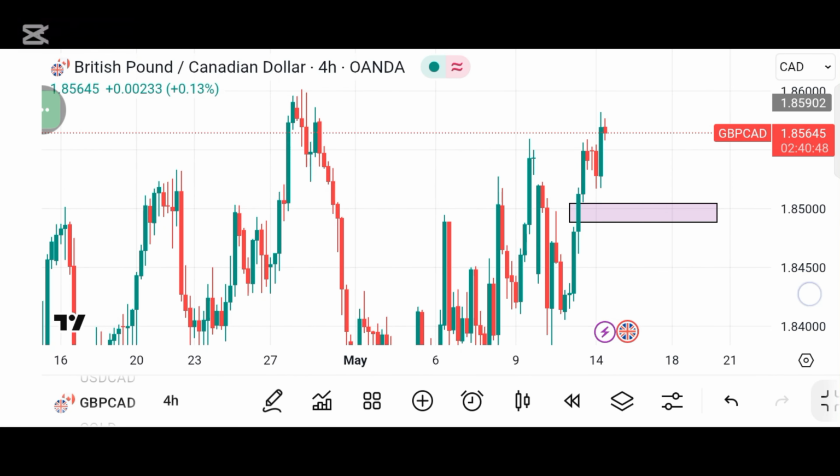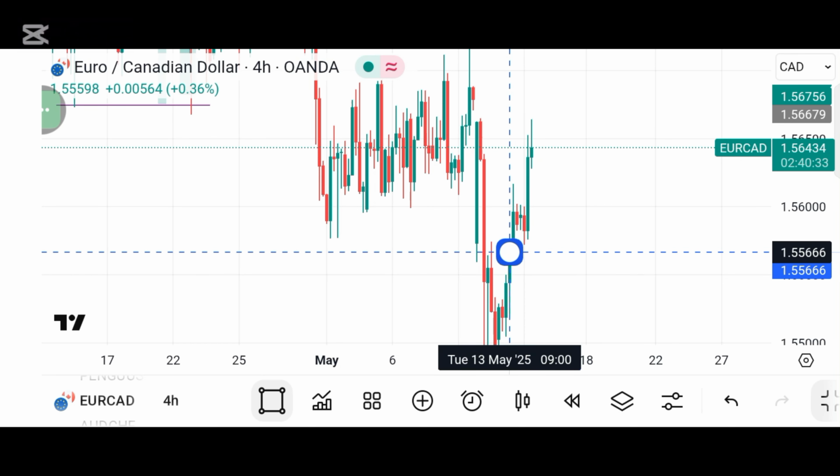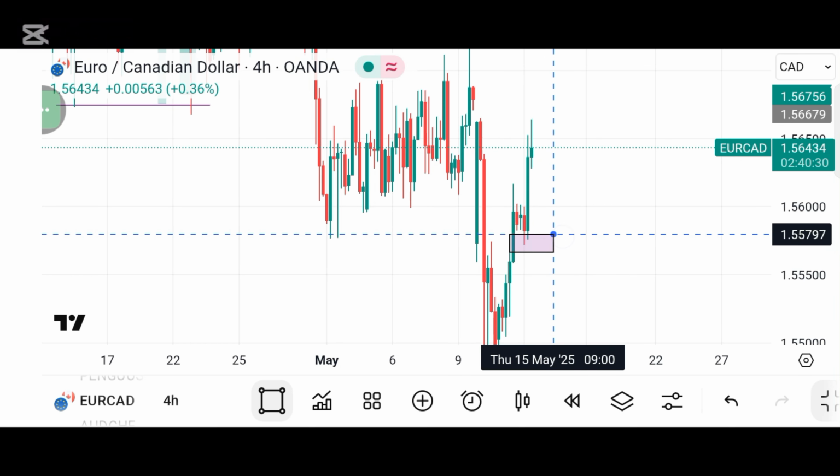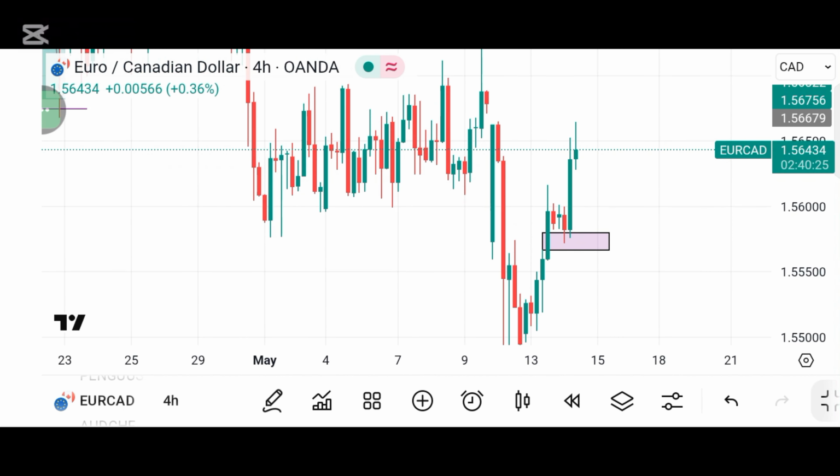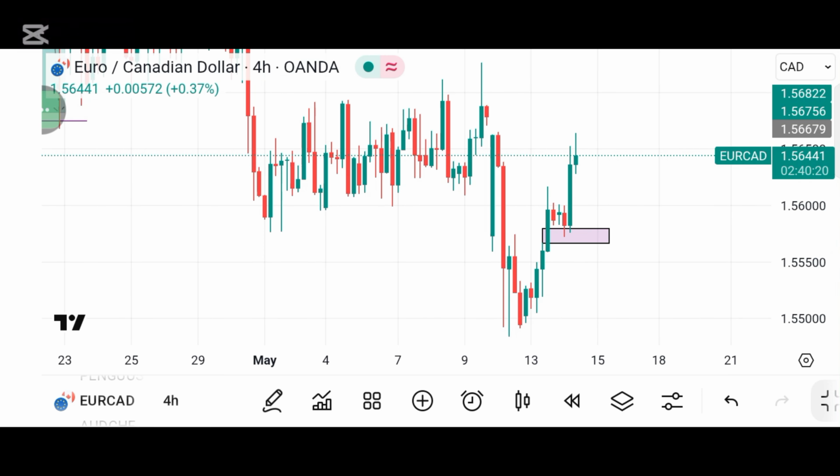So you see, Euro card actually filled its own imbalance. That's just the difference. Most times it can be due to news updates and some other reasons. That's why most pairs might not correlate 100%, but at most 70% they play out the same structure.